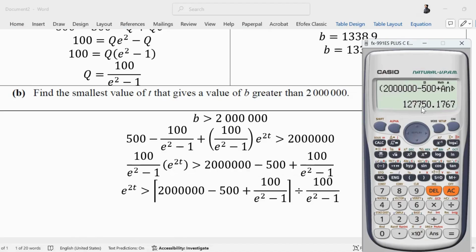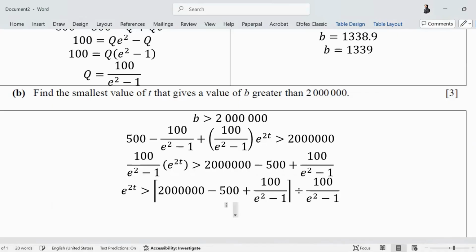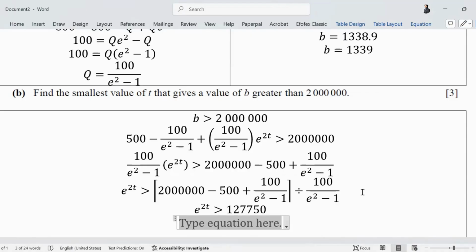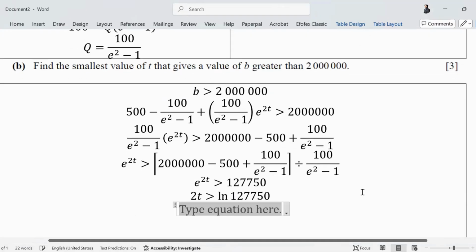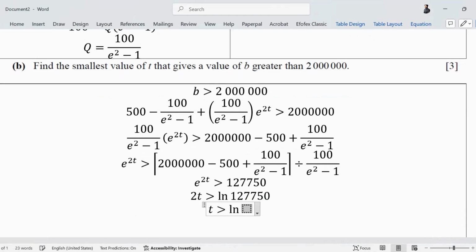This is the value of 127750. If you don't want to write the entire thing again and again, 127750. e to the power 2t is 127750. Applying ln on both sides, so 2t is greater than ln of 127750. So t is greater than ln of 127750 divided by 2. Now you'll be using your calculator to get your answer.